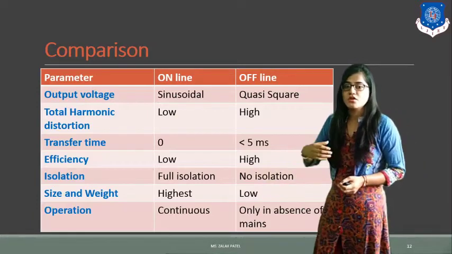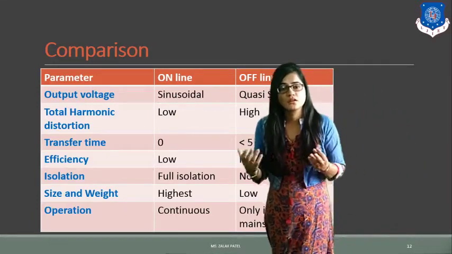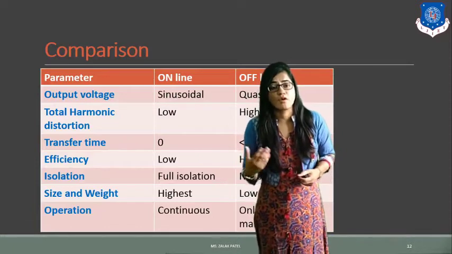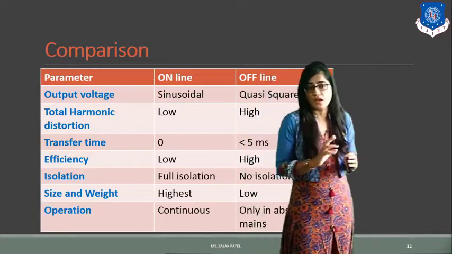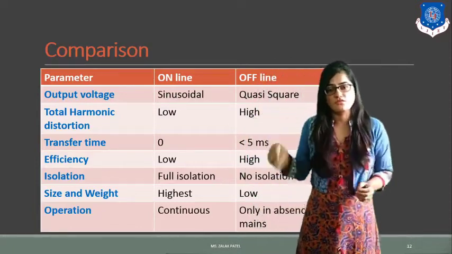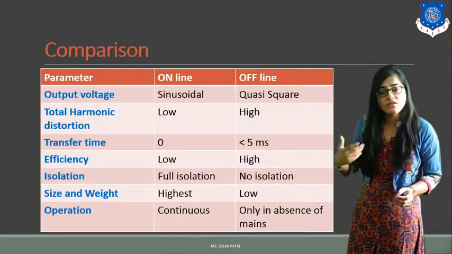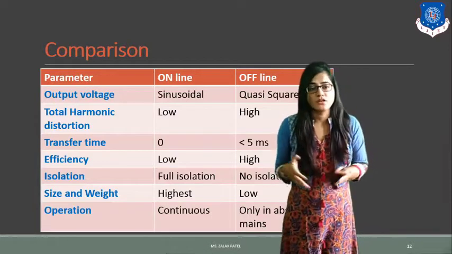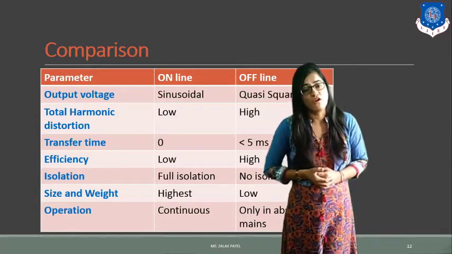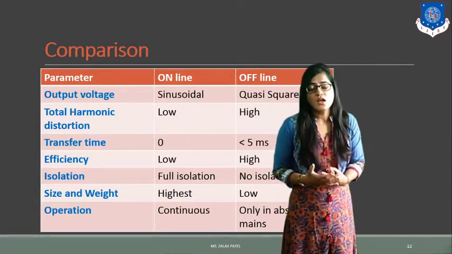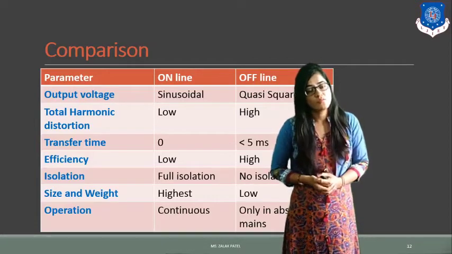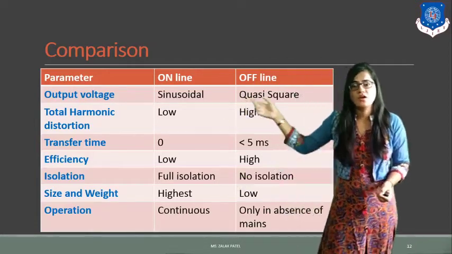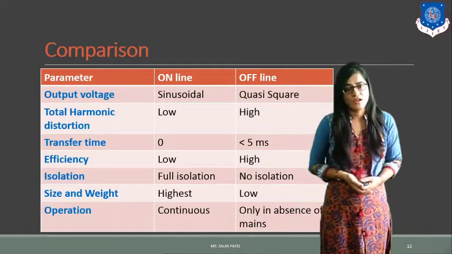If we talk about the operation, then online UPS is the continuous type of UPS, means it can never be stopped. While in case of offline, it will only work in the absence of mains, means if the mains supply is not there, then the offline UPS can continue to provide power. So these are the comparisons for online and offline UPS.